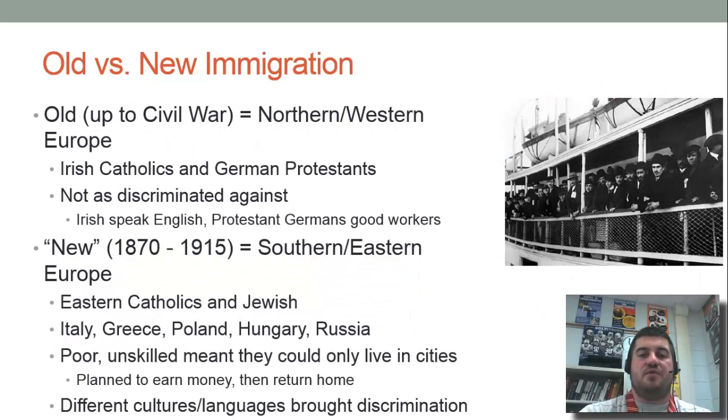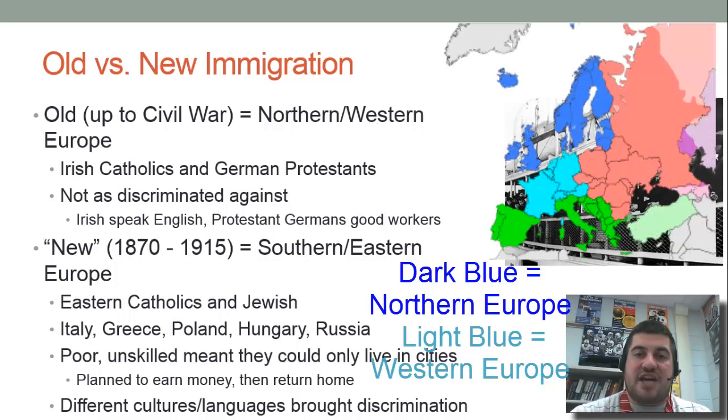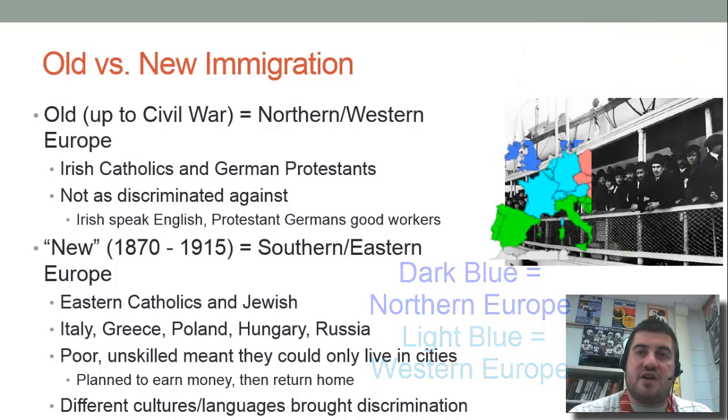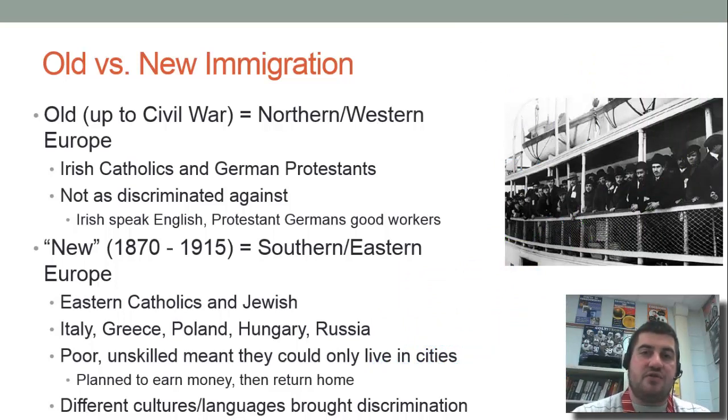So up until the Civil War, immigration was coming from Northern and Western Europe, and we had Irish Catholics and German Protestants, and these people were not as discriminated against, number one, because the Irish speak English, and the Germans share a religion with most of the people in America, and they're known to be good workers. So those kinds of people were still discriminated against, but they were still accepted because they were white and they had things in common with America.